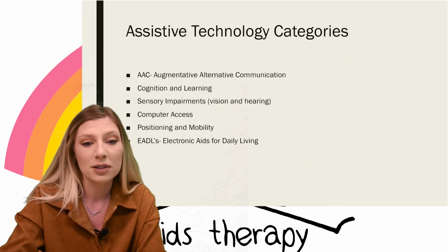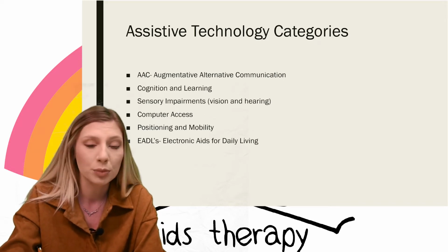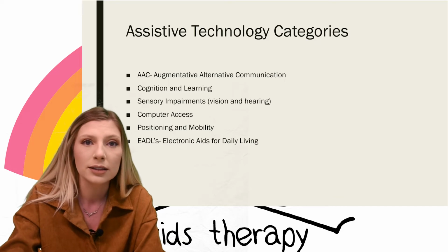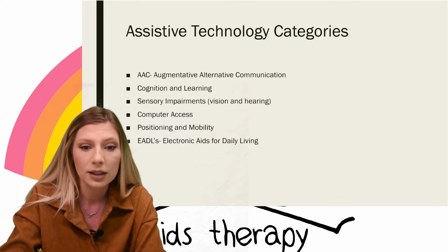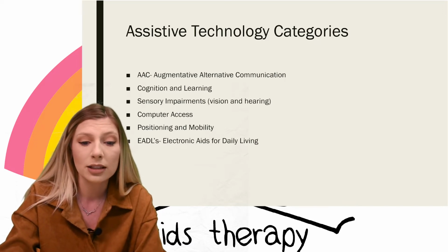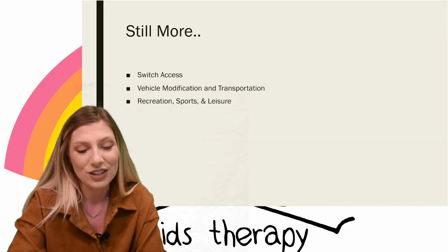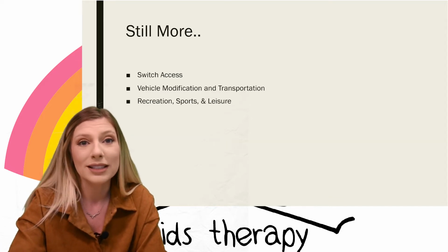There's a couple different types of assistive technology out there. First, which most of us are familiar with, is AAC, Augmentative Alternative Communication. That's going to be your Dynavoxes, your Proloquo Go, your Accents, your Touch Chat, those kinds of things. Next is cognition and learning, sensory impairments, including vision and hearing, computer access, positioning and mobility, and also switch access, vehicle modification and transportation, recreation, sports, and leisure.